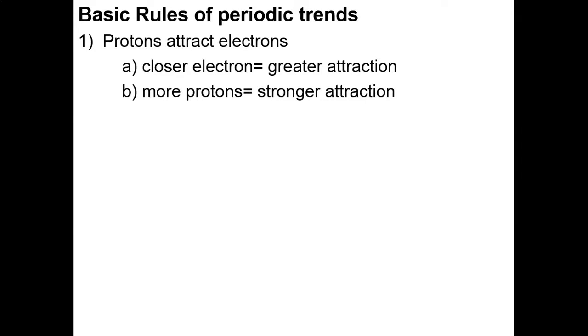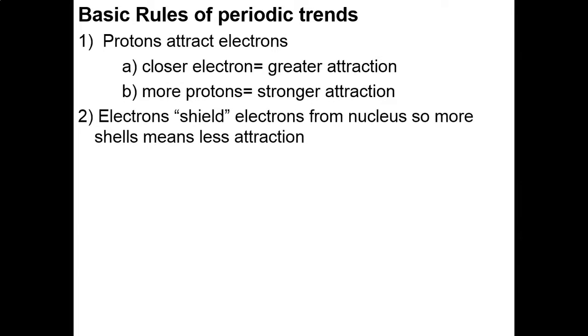More protons means stronger attraction. This is mainly applicable if you're talking about elements that have the same number of shells. So for elements in period 3, the more protons you have, the greater attraction you have toward electrons. If you're comparing period 3 and period 4, that's not really the same, right? Because period 3 has 3 shells, period 4 has 4 shells, so the protons are not going to be as big of a deal. But if you're talking about elements in the same period, protons are the only deal.